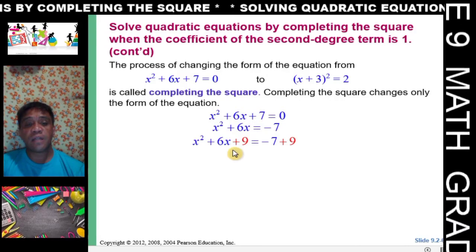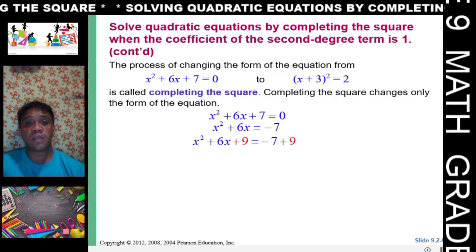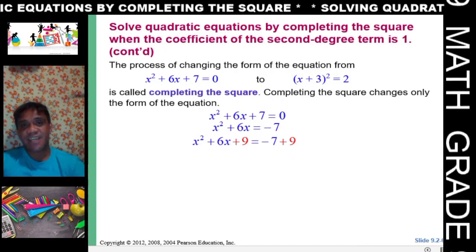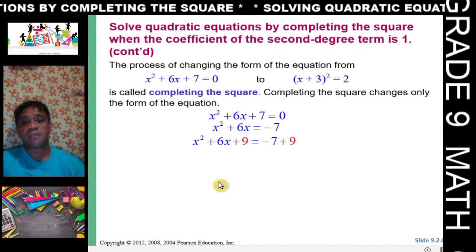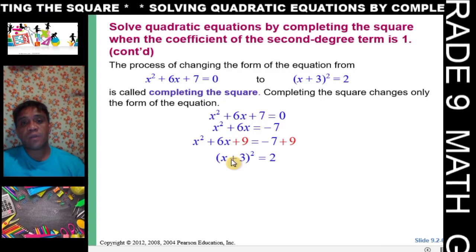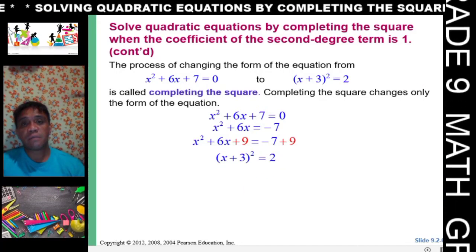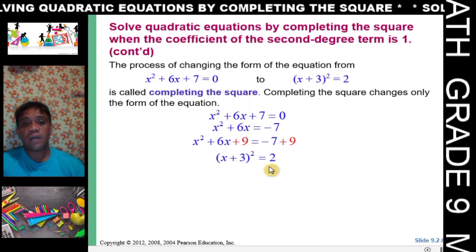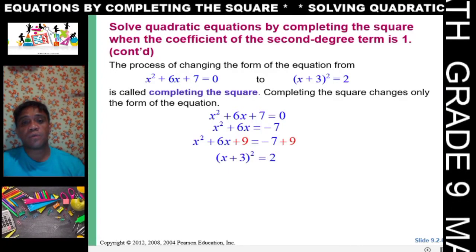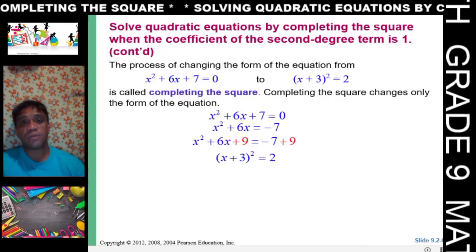So we have now on the left side of the equation the expression x squared plus 6x plus 9, which is the perfect square trinomial. The other side is negative 7 plus 9, which is equivalent to 2. Since it is now a perfect square trinomial, we have quantity x plus 3, quantity squared. The right side of the equation is 2, because negative 7 plus 9 is 2. So that is the process of getting quantity x plus 3, quantity squared, is equal to 2 from the given x squared plus 6x plus 7 is equal to 0.